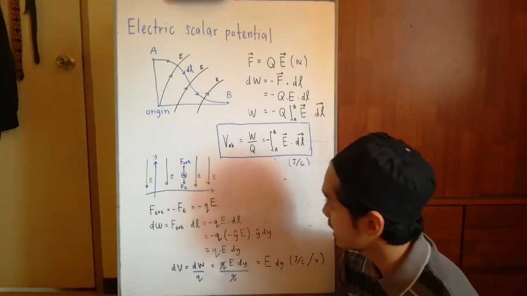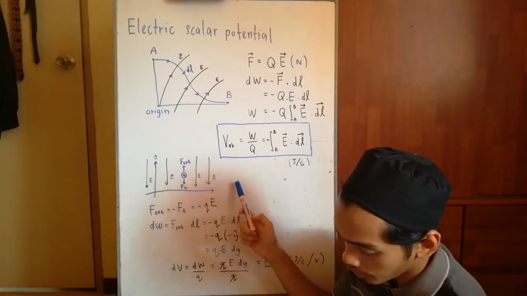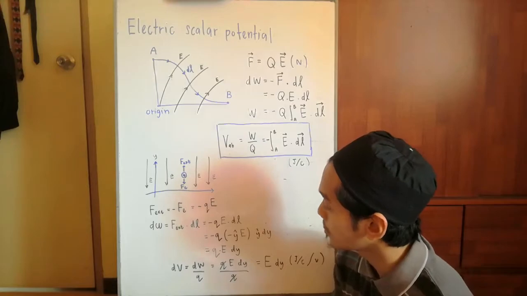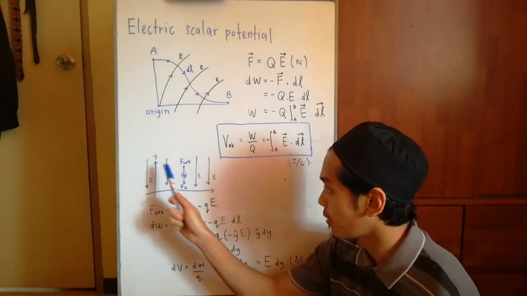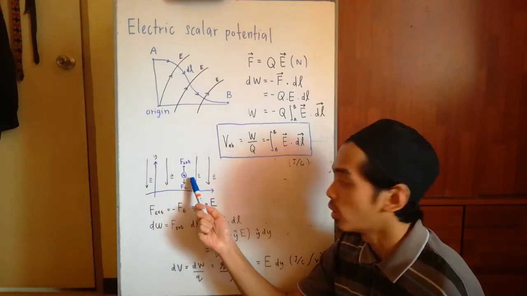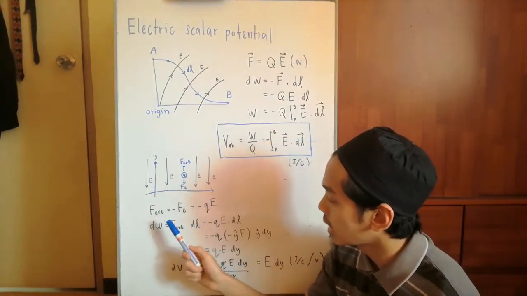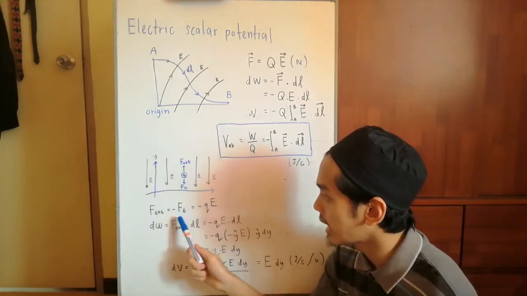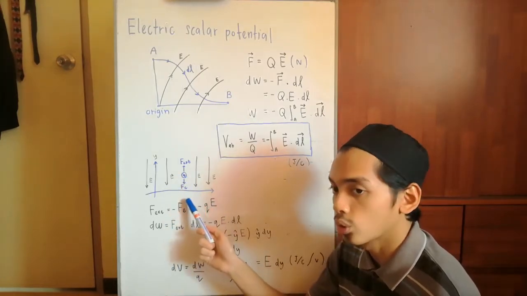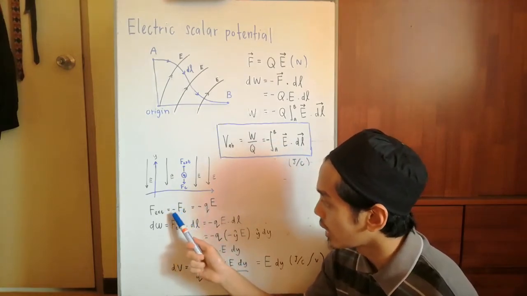Next, we have an electrical field moving in the negative y direction. Here we have the electrical field and Q. If you want to move the Q upward, the formula will be negative because we are opposing the electrical field. But if we want to move Q along with the electrical field, the sign will be positive.